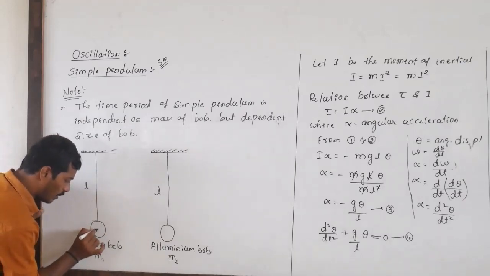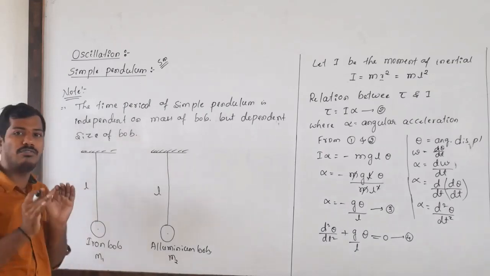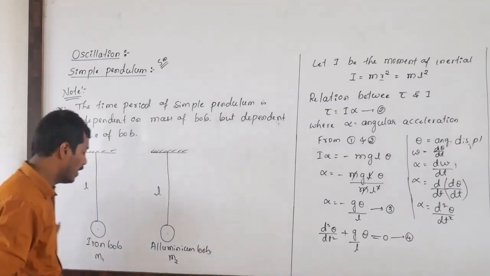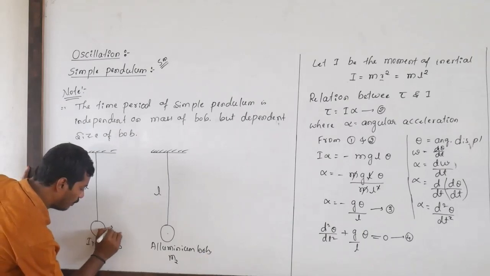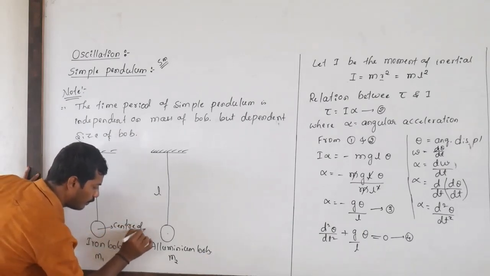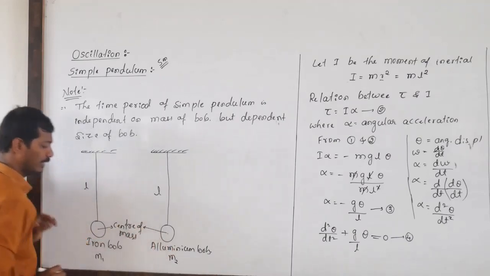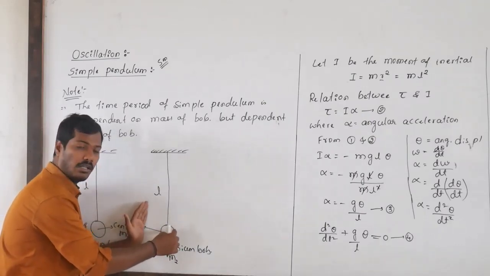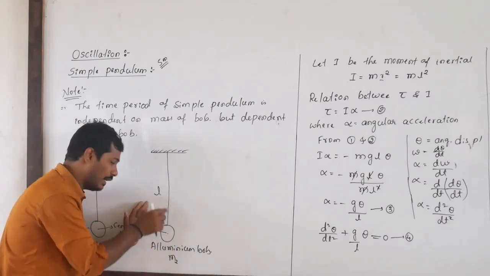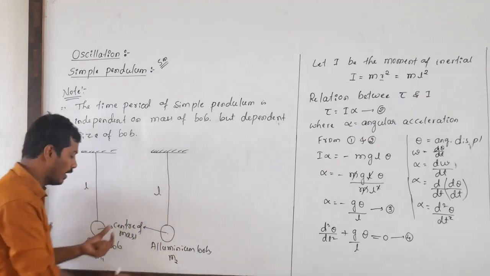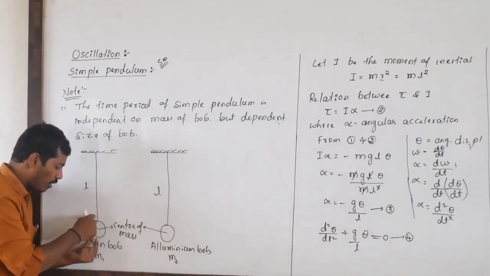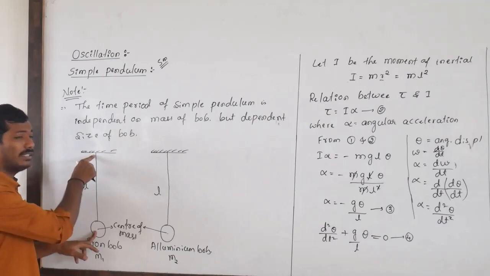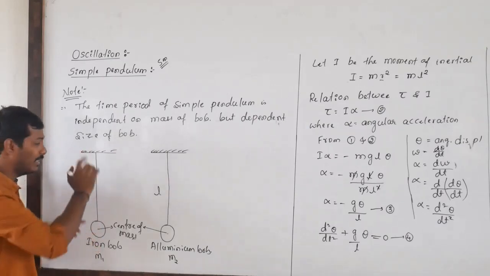Because there is a center of mass of the ball. Center of mass means what? All the mass is assumed to be concentrated at that point. This is called the center of mass. If these two centers of mass are in this aluminium bob, all the mass of the aluminium is concentrated at this center only. This position is the same. And here also, all the mass of the iron bob is assumed to be concentrated at this point only. Its position is also the same as compared to this one.